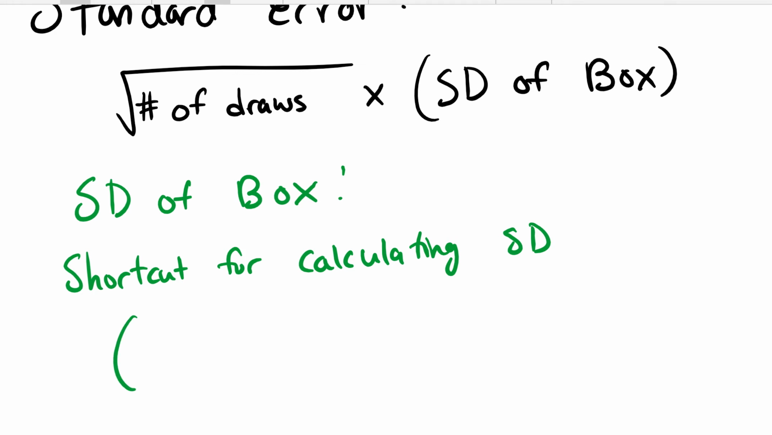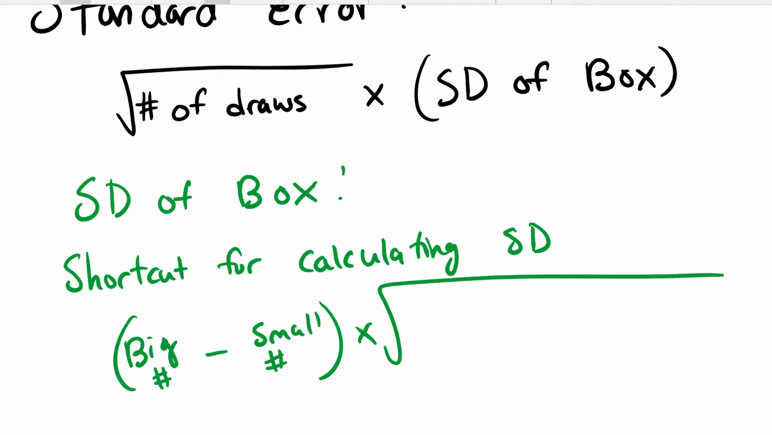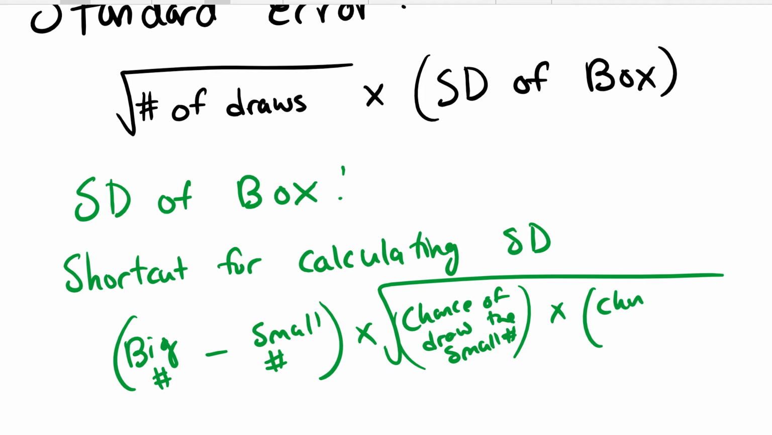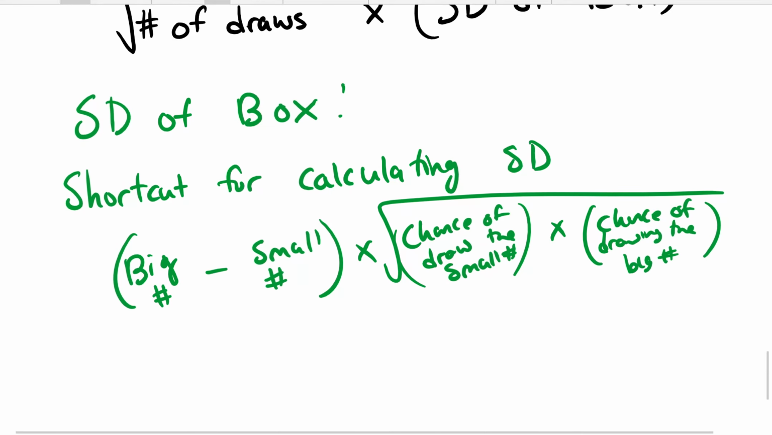And that is the big number minus the small number times the square root of the chance of drawing the small number times the chance of drawing the big number. I'll explain what I mean.